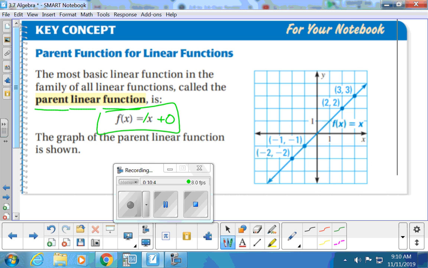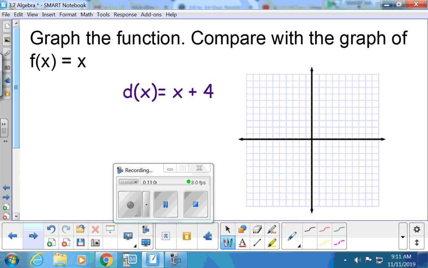Every line from here on out, we're going to be comparing to this parent function. Intercept of 0, slope of 1. Okay, and we're going to say, how is this different from the parent function? Does that make sense? No. I don't think you're ready for the test quite yet. Maybe a couple study parties first.